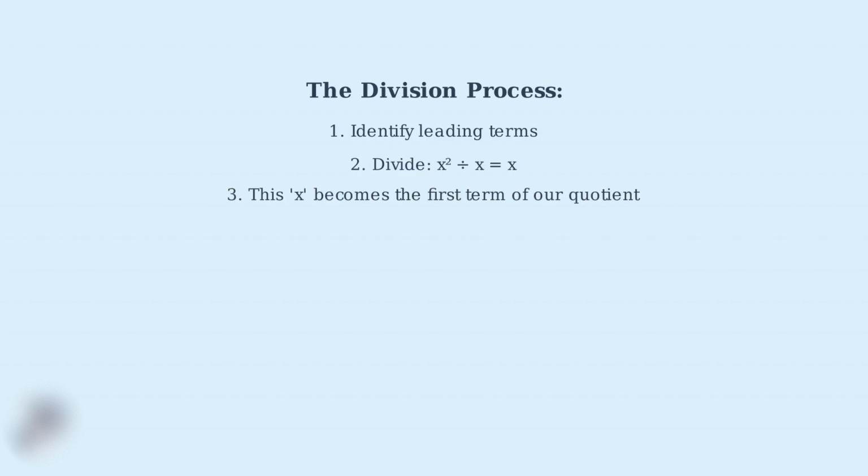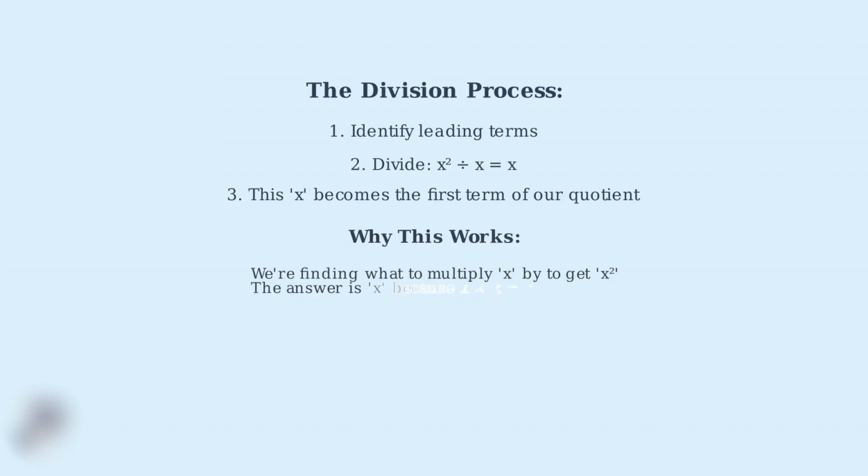Let me break down this process systematically. First, we identify the leading terms. Second, we divide x squared by x to get x. Third, this x becomes the first term of our quotient. Why does this work? We're essentially asking, what do I need to multiply x by to get x squared? The answer is x, because x times x equals x squared. So our first term of the quotient is x. This step is complete, and we're ready to move on to the next step in the polynomial long division process.